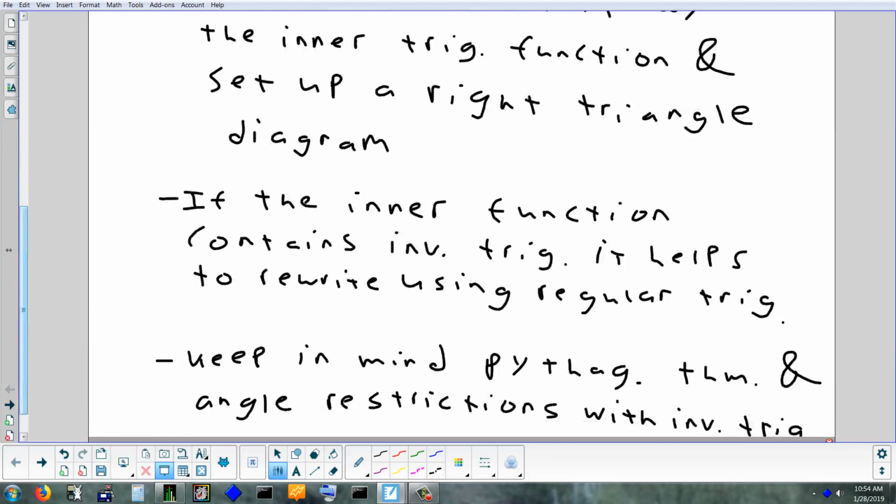And remember that there are certain restrictions on your angles when you use inverse trig. Okay, so what I mean by that is when you do inverse sine, you always get an answer between negative 90 and 90. When you do inverse cosine, it's 0 to 180. When you do inverse tangent, it's negative 90 to 90, but not including the endpoints. Okay, so that might come up. That angle restriction probably isn't as important. The Pythagorean Theorem is very important. Okay, but I'll let you know if we come across one where that restriction becomes important.